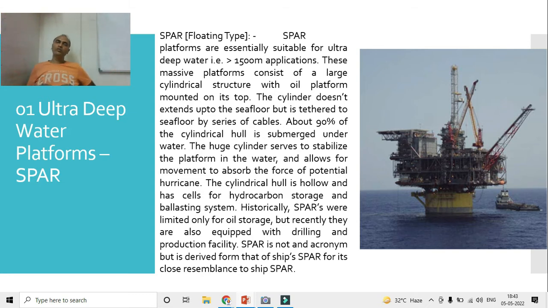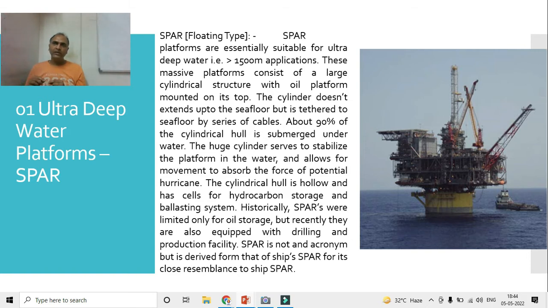Now at this point of time, we know what a ballasting system is. This vertical hull that we can see from the spar is hollow, because it has compartments for storage of hydrocarbons and at the same time ballast water. The floating principle and everything of this platform is based directly on the ballast system. When it absorbs water inside the hull, it becomes heavier and it will sink.